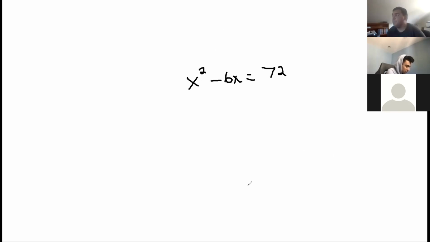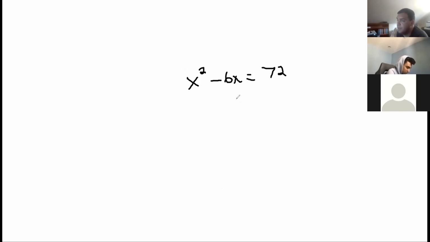Okay, square root it, so then it would be x² minus 6x, well, the square root of x² minus 6x equals the square root of 72. No, we can't just square root like that right away. The reason is this right here will be a huge mess, and we can't square root that. So let me walk you through it.